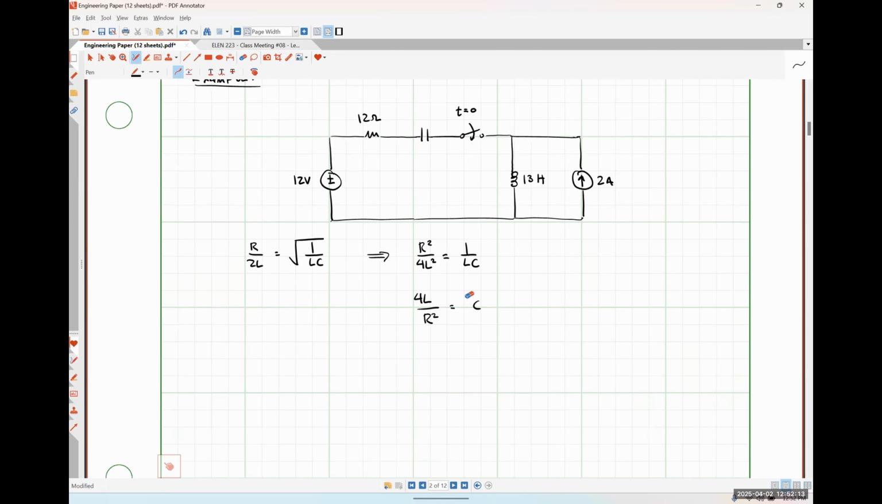Does that logic sound reasonable? My math there? So putting in these values, we would have 4 times 13 over 144. So this capacitor is going to be 13 over 36 farads because you guys picked weird numbers.